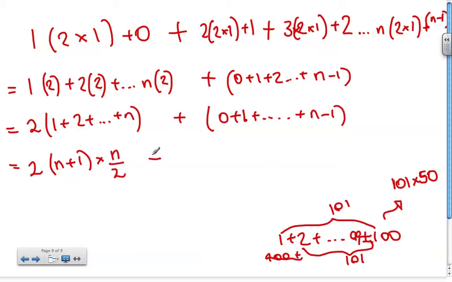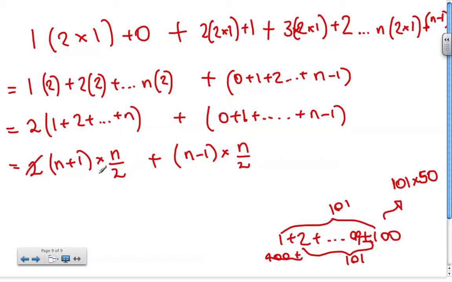Then I did the same thing for the 0 plus 1 plus 2 to n minus 1, and I add the first and the last, so I get 0 plus n minus 1 is just n minus 1. And again then, I'm going to have half of the number that I have. Because I start at 0 and I go to n minus 1, I still have n numbers there. And so I divide the n by 2. And then I just played with the algebra.